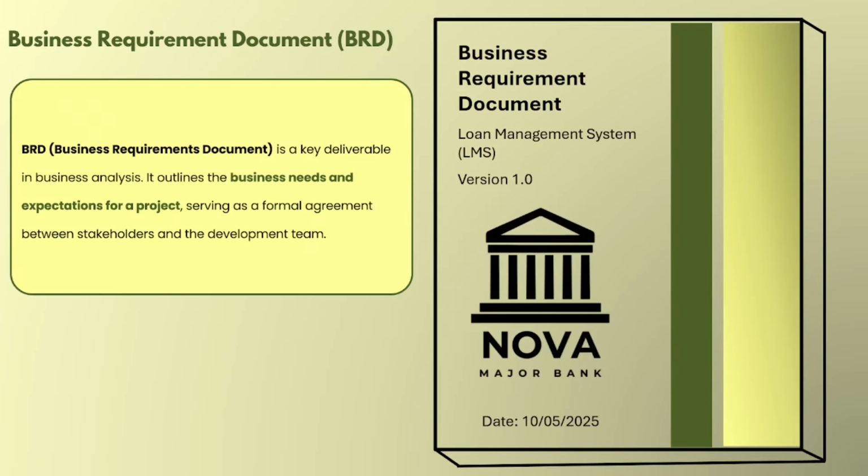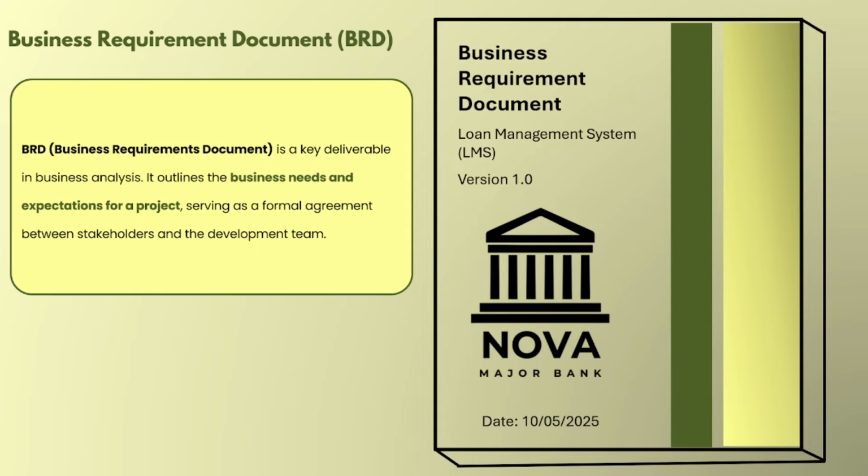Let's start with the BRD, that is the business requirement document. The BRD is a key deliverable in business analysis. It outlines the business needs and expectations for a project, serving as a formal agreement between stakeholders and the development team. Okay, let's break this down in a simple way. A BRD is like the blueprint of what the business actually wants from a project. Think of it as a wish list combined with a game plan.